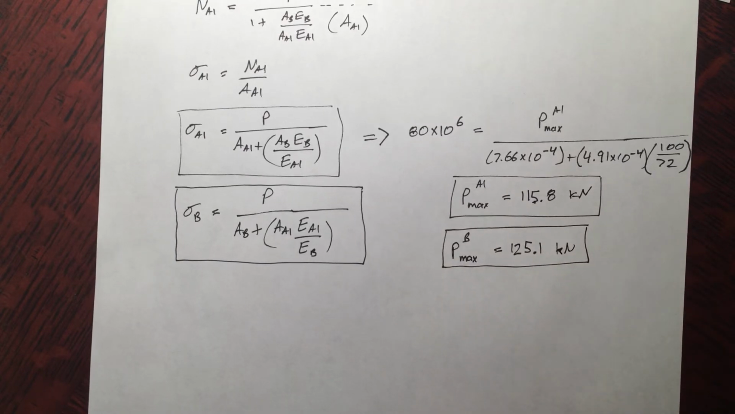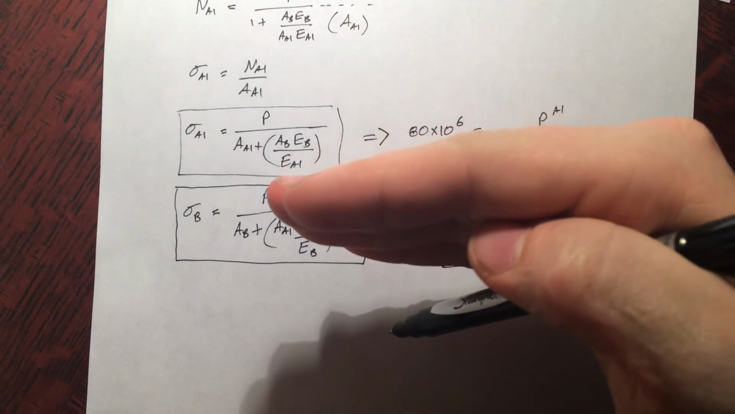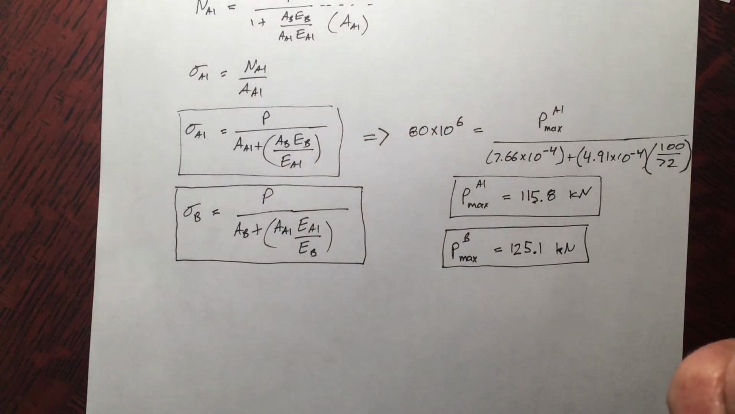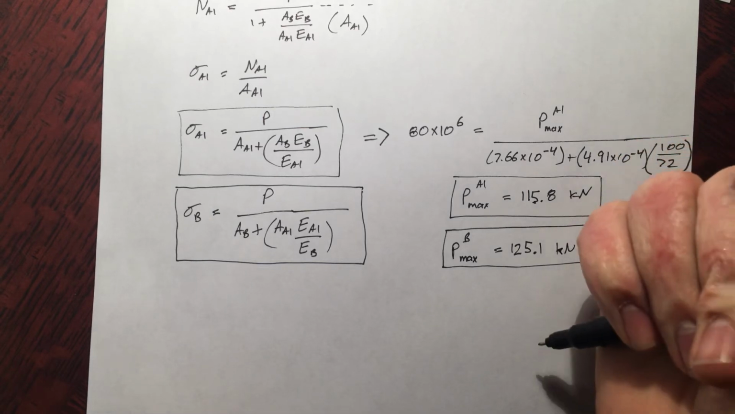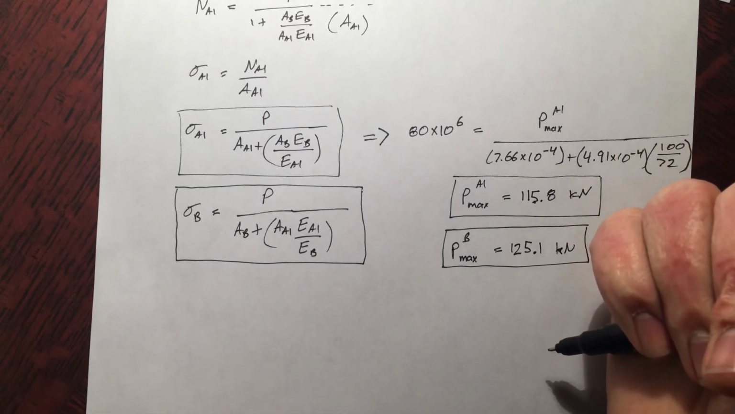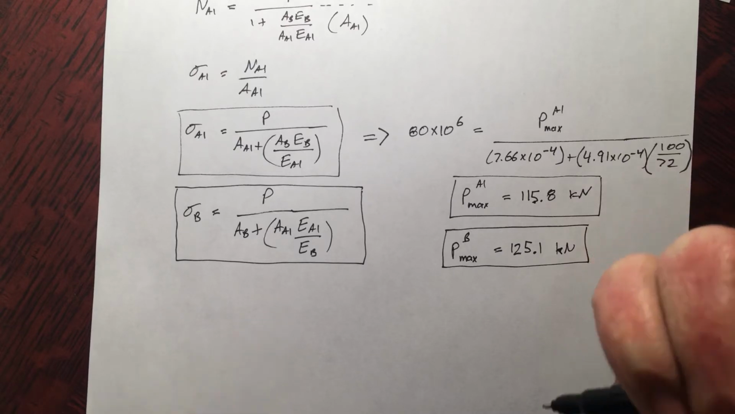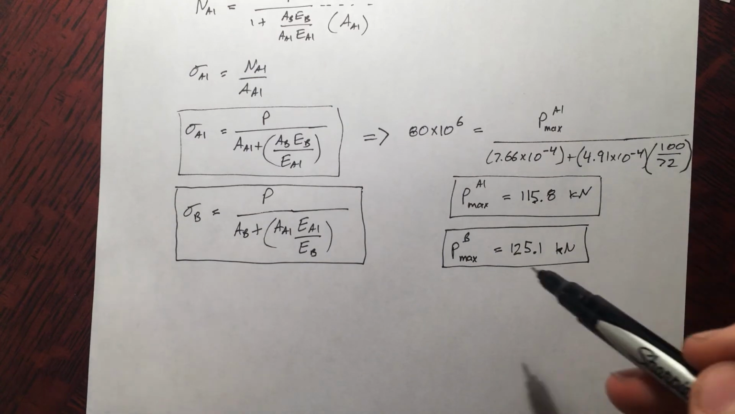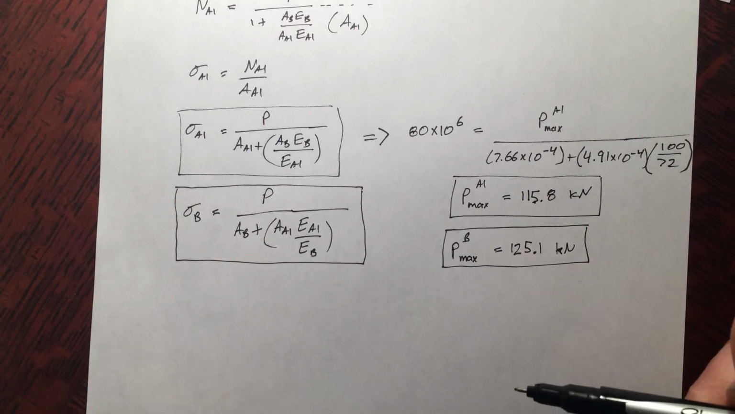All right, so we have these two maximum values. So you can imagine our cylinder is being compressed by an ever increasing P. Once it reaches 115, bang, there goes the aluminum failure. So that's going to be our maximum allowable load for P, because we don't want any of these to fail. So when you're finding these forces, the maximum value is the smallest value, because that's going to be the first one to fail.